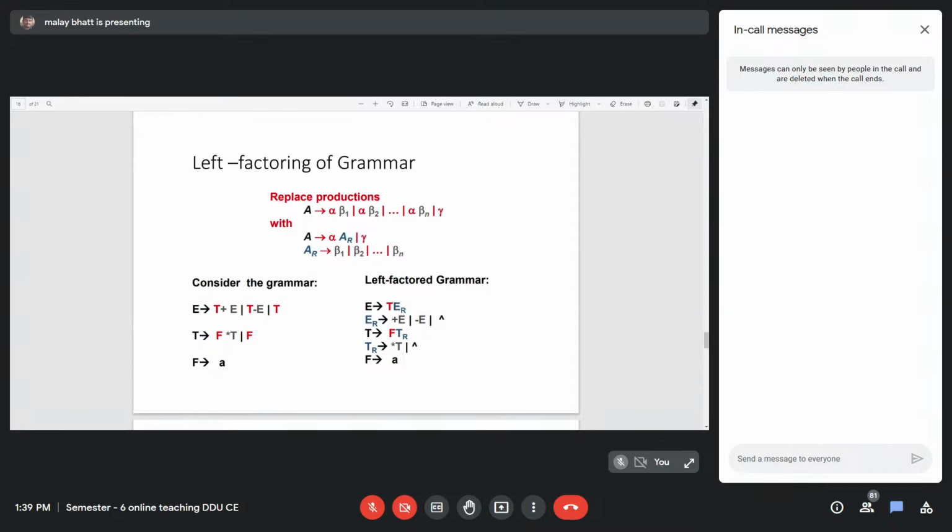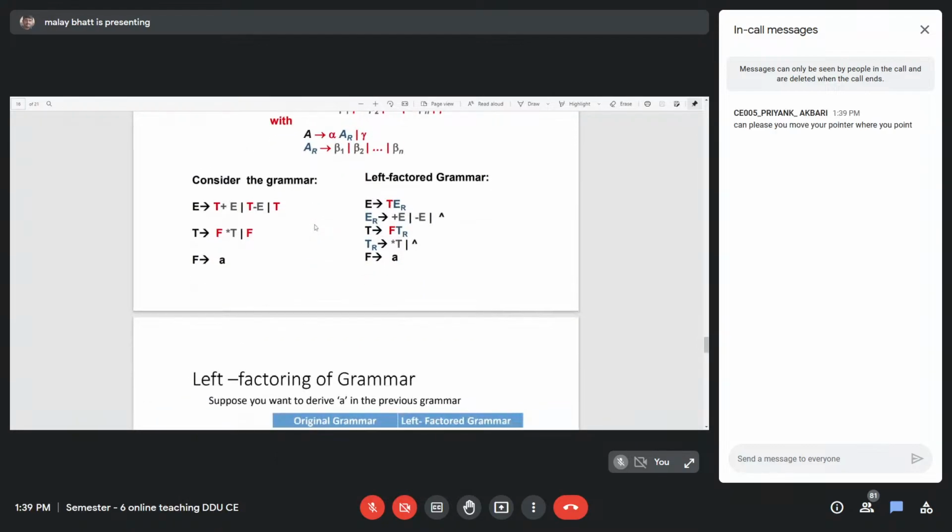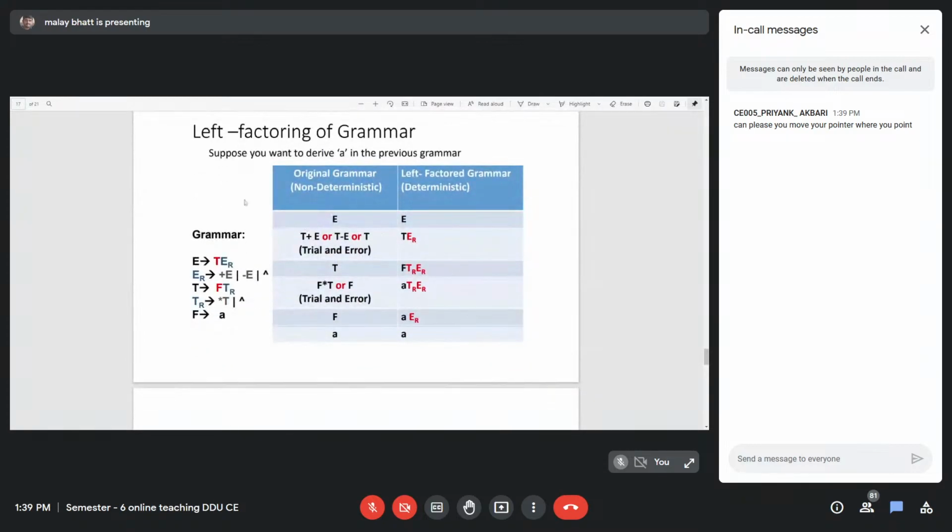Similarly, in ER, if we need plus symbol, we'll select plus E as a rule. If we require a minus subtraction operation, we'll select rule minus E. And if we don't require any of these symbols, we'll select null. So basically, it is a determinism. We know which rule is applicable at a particular point. So let us see here. We have this example. We want to derive only A.